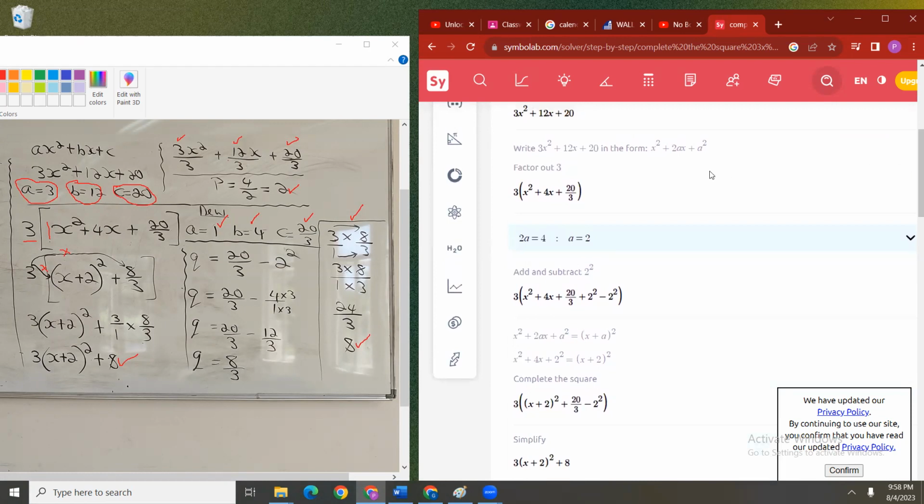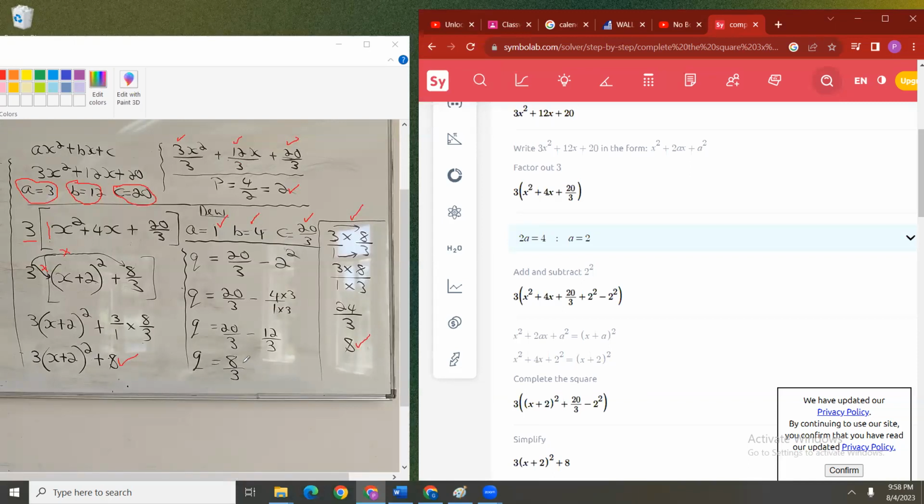Starting with 3x squared plus 12x plus 20, ax squared plus bx plus c, we end up with a outside of x plus 2 all squared plus 8. A doesn't change. It's only b and c which convert to p and q, if you want to put it that way. And you can see the answers match. You can always use Symbolab to verify your answers, but here are the steps that we go through.